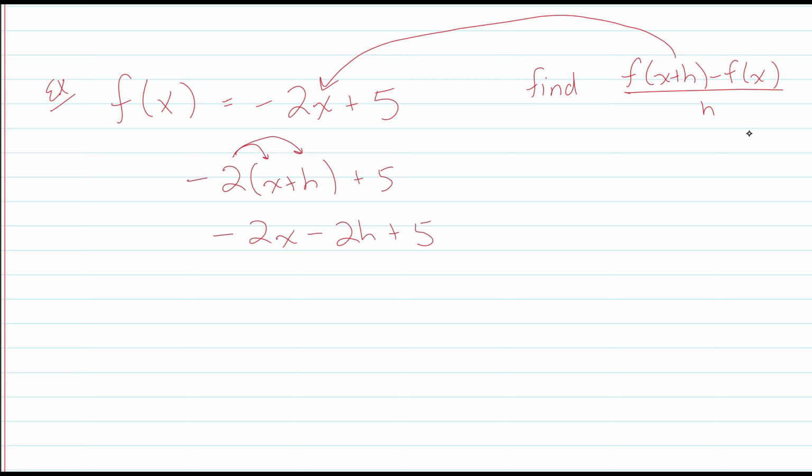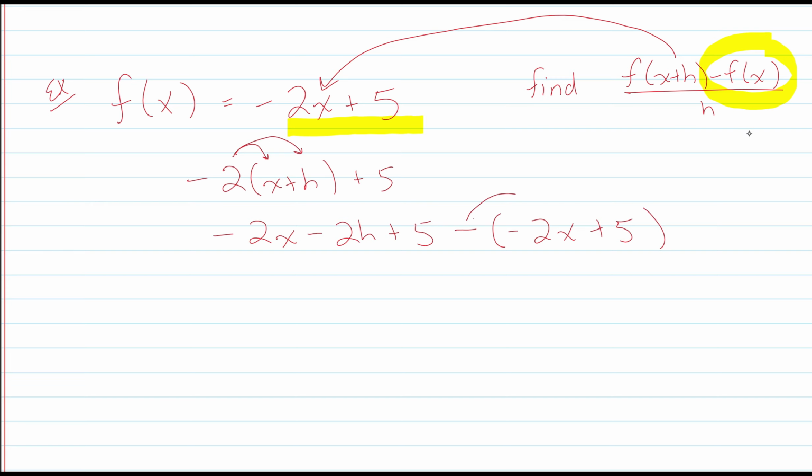There doesn't seem to be any more I can do as far as combining like terms or anything. So I go on to my second step. My second step is to go ahead and subtract f of x. Well, what's f of x? F of x is that entire negative 2x plus 5. So I subtract negative 2x plus 5.